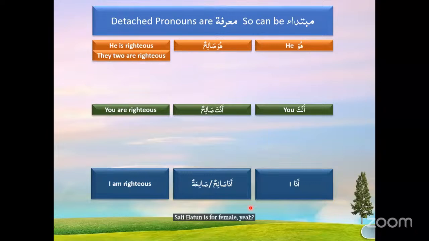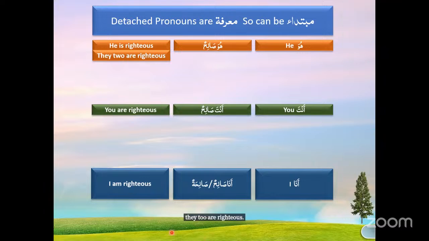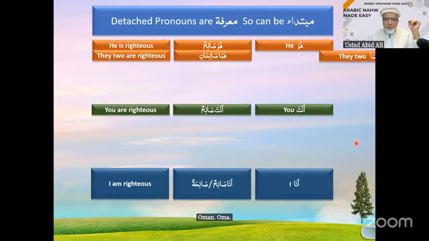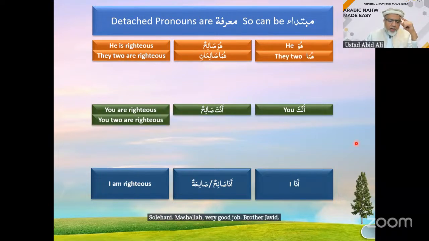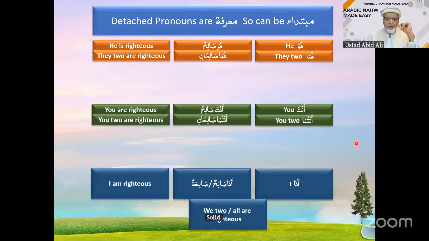Sister Unaiza, they too are righteous. Male. Huma Salihani. MashaAllah, very good job. Brother Javed, you too are righteous. Antuma Salihani. Okay, good job.